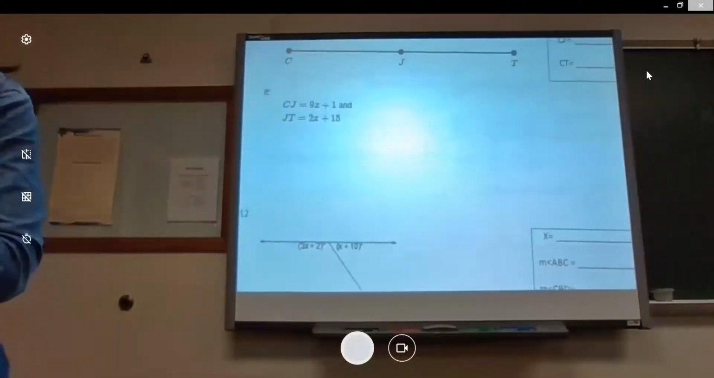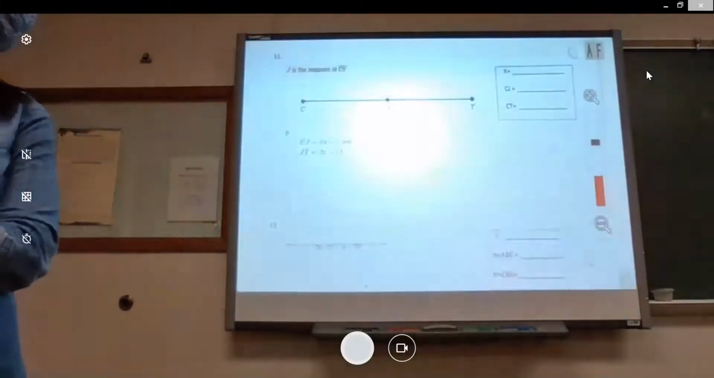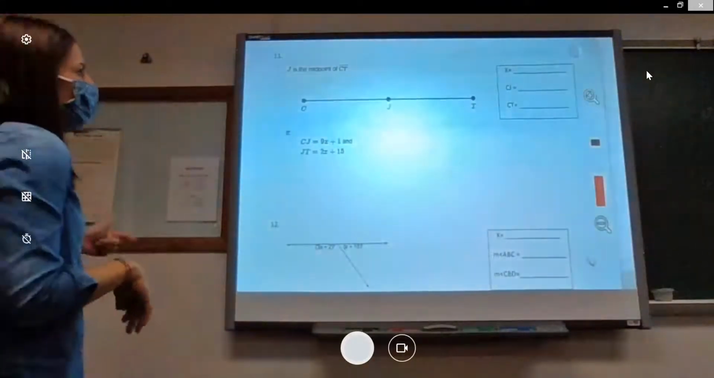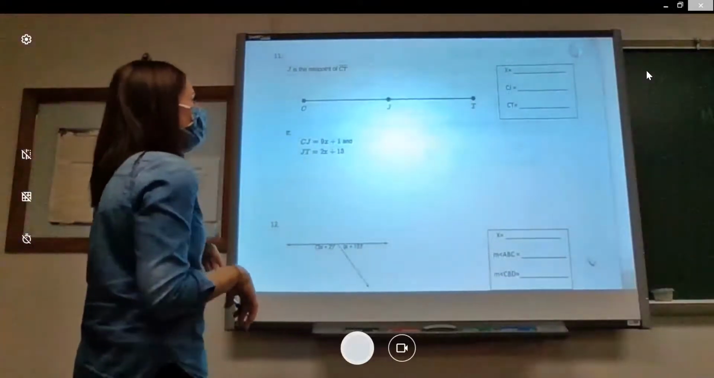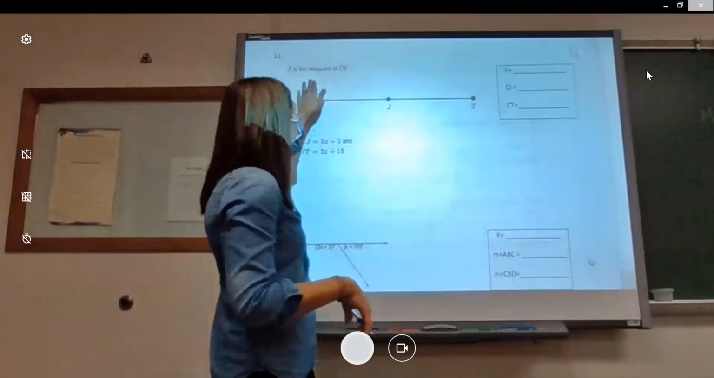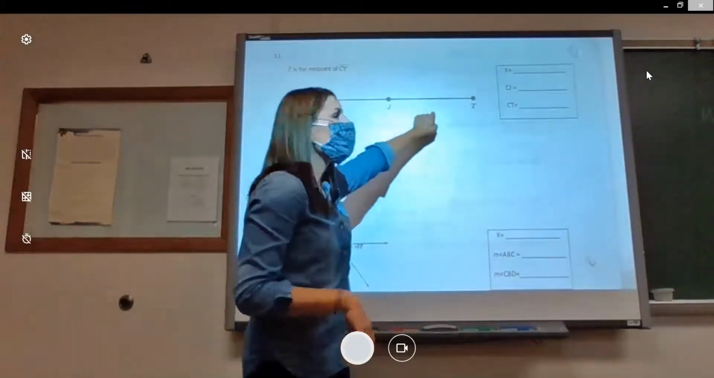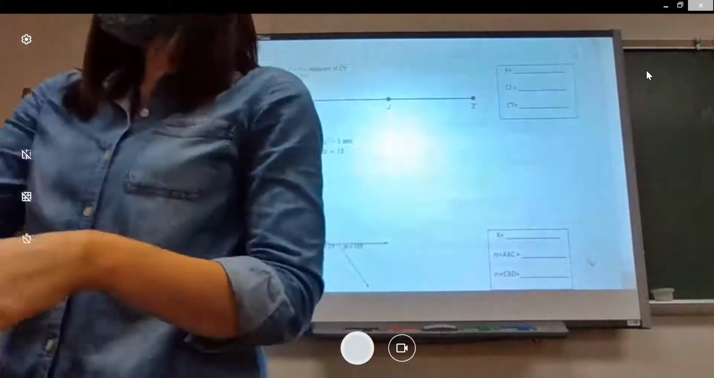So this is like some algebra linked to some geometry ideas. It says that J is the midpoint of CT. So if it's the midpoint, what does that mean? Yeah, so I have to know what a midpoint means, which means it's right in the middle, which means this length and this length are the same. So maybe I label that.